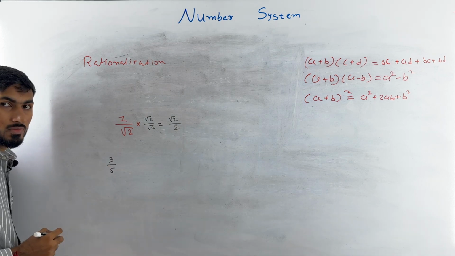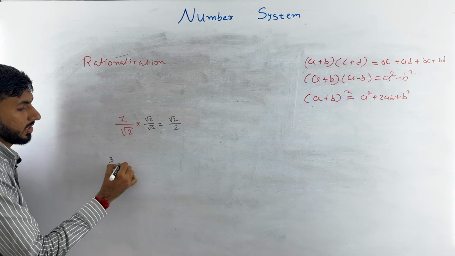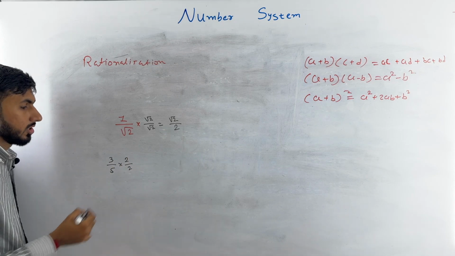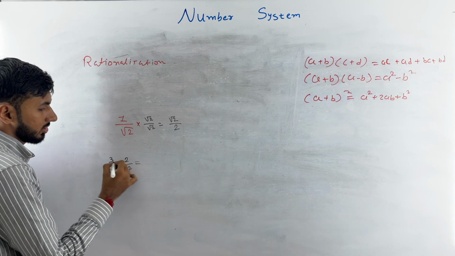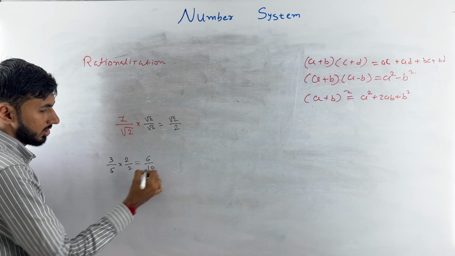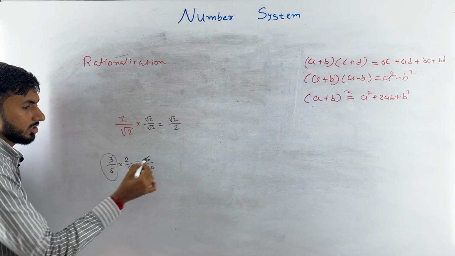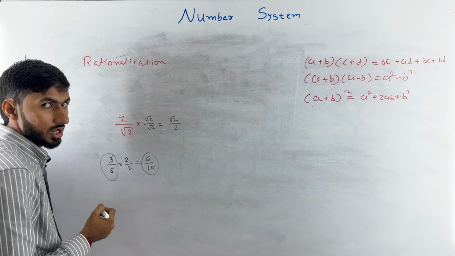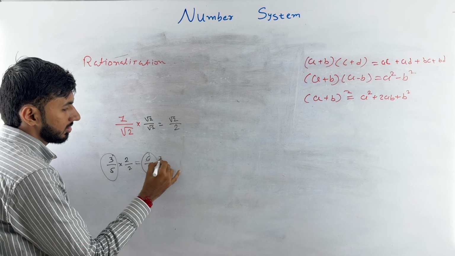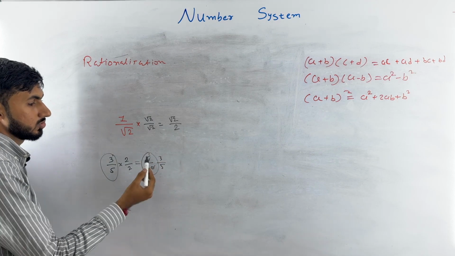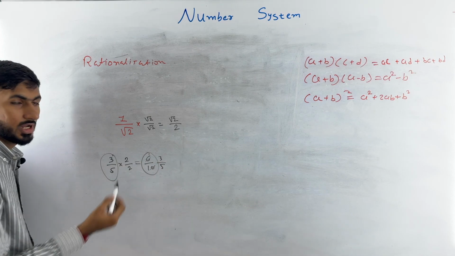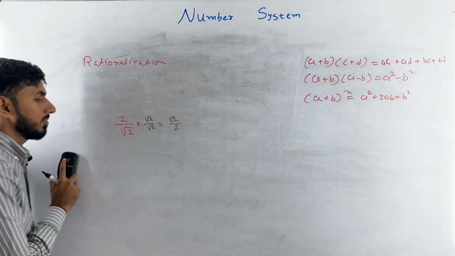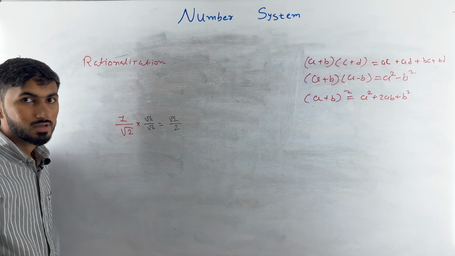Here I have 3 divided by 5. Now when I multiply and divide it with 2, will my answer change? Let me see. 3 twos are 6, 5 twos are 10. Are 3 by 5 and 6 by 10 equal? Yes, because if I cut it, I can write 3 divided by 5, because 3 twos are 6 and 5 twos are 10, 2 will be cut, right? So when we multiply and divide with the same number, nothing will change.